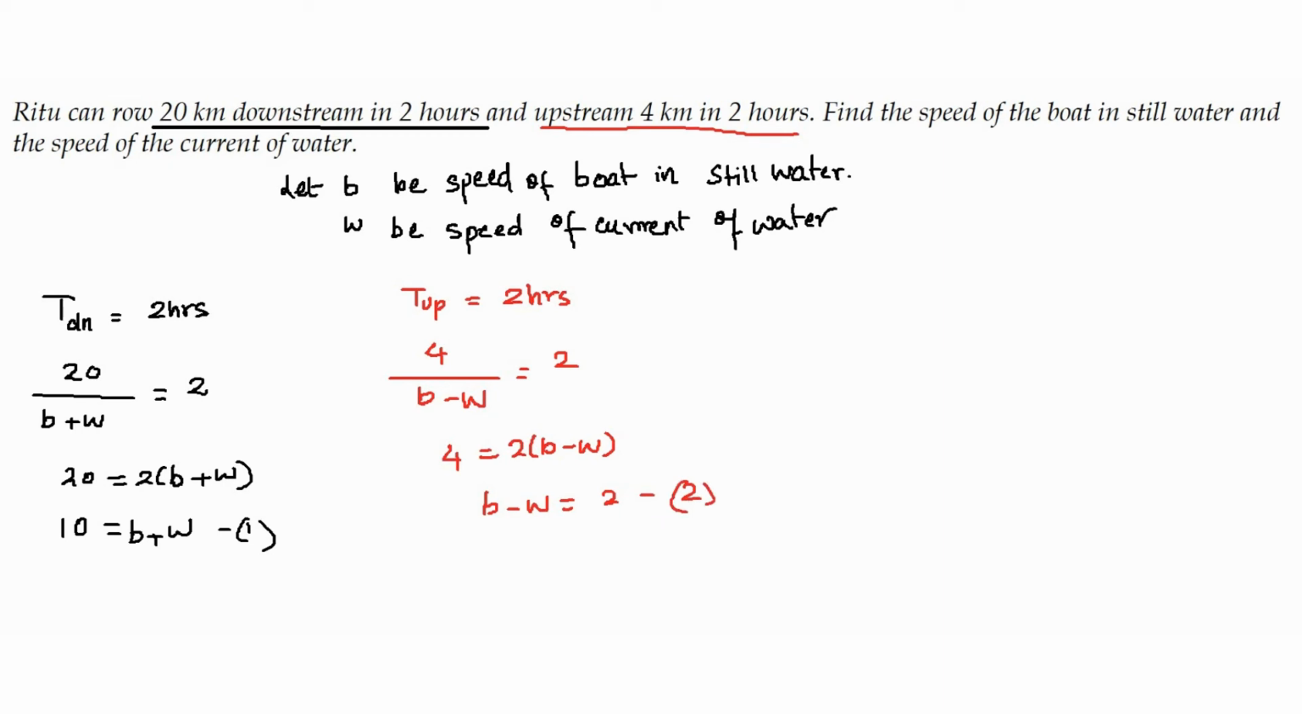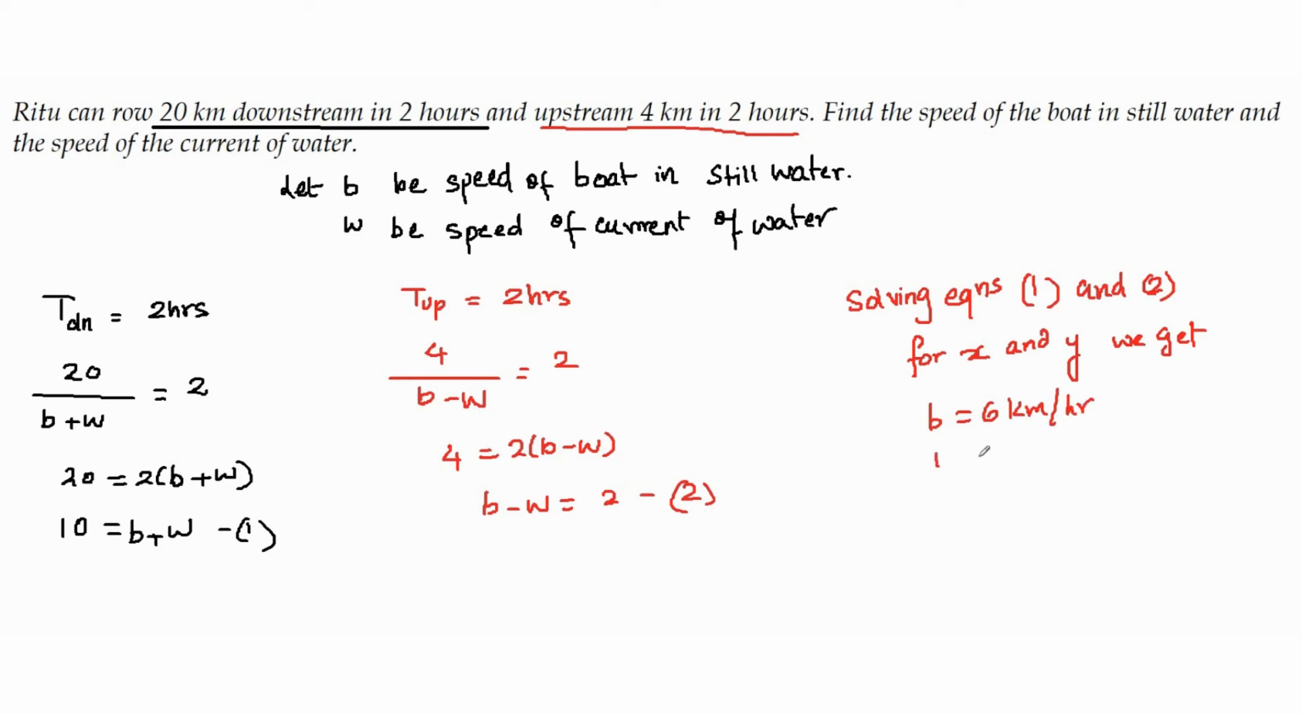This forms my second equation, and therefore solving equations 1 and 2 for the variables, we get B is equal to 6 kilometers per hour and W will be 4 kilometers per hour. So these are the values of B and W that satisfy the given equations. So this was a much simpler problem as compared to the previous one, and I will again pause for a few moments before moving on to the next one.